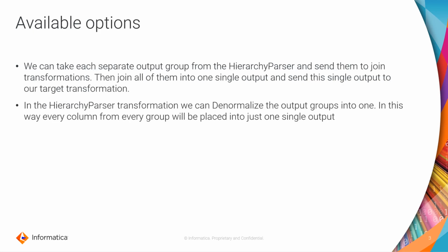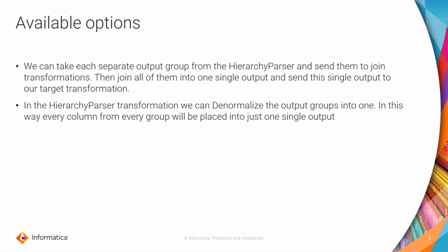In CDI, using Hierarchy Parser, we have two ways to send all the output groups into just one single of them. The first one is you take each output group of your Hierarchy Parser, and each of them will be sent to a join transformation. You will have to join every single output group and then send the last final output to your target. This is time consuming. The probability that you make an error or mistake is higher, and if you have a lot of output groups, it's not really an option. It will take you a long time. So that's why I don't recommend this option.